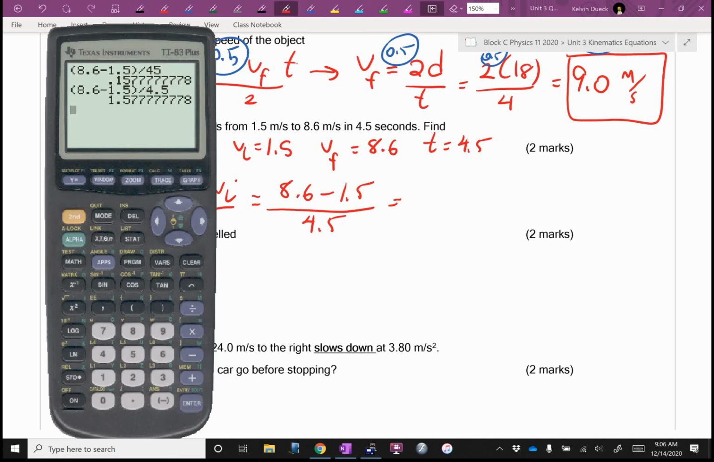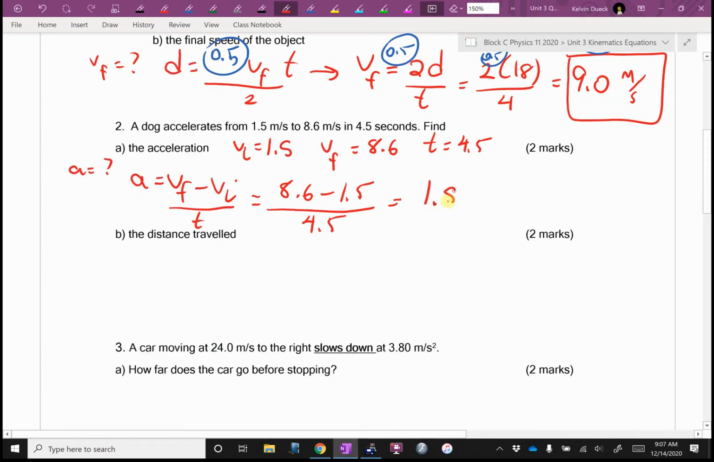Did you get 1.57 and then the 7 repeats? You'll notice my calculator rounds off near the end. Some of you have the newer calculators that actually show the repeating symbol, and good for you. Mine rounds off on the 9th or 10th sig fig, but I've learned to clue in. I think the pattern keeps going. I'm going to write 1.58 meters per second squared.